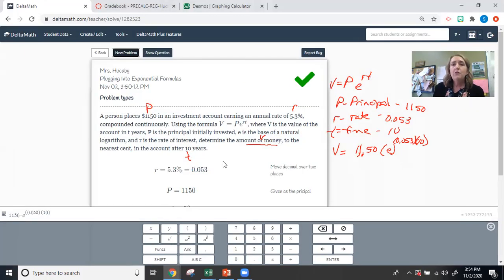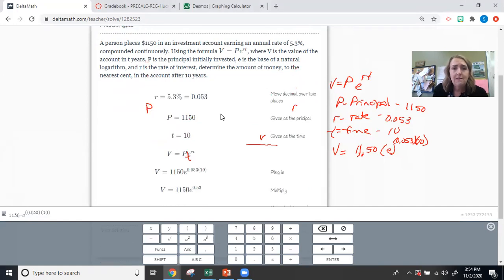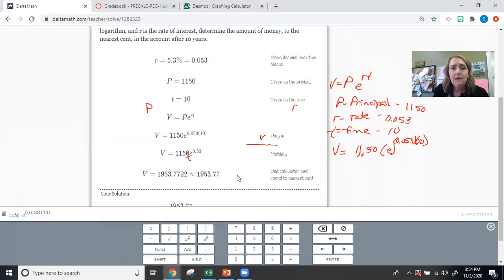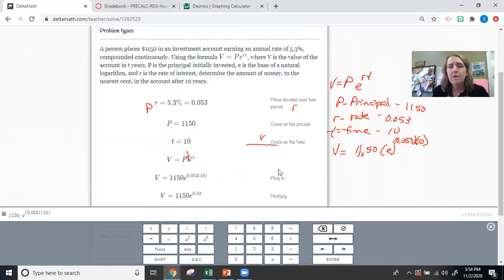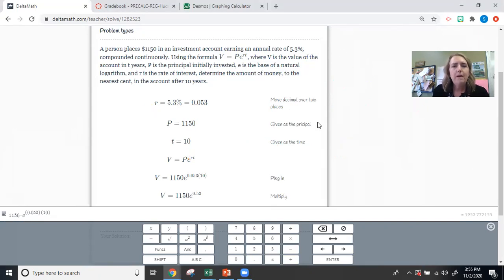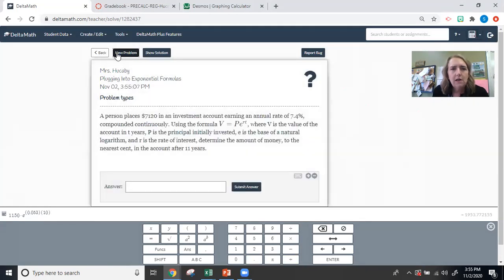So remember, you have examples if you need them, and then there's an explanation if you miss it. They tell you what to do, and basically it says use calculator and round to the nearest cent. So this is pretty much a straight out calculator problem. So there's another type. Remember to take notes, write this down in case you have another problem like that. I'm going to clear this. There is one more type of problem that you're going to see in this section.